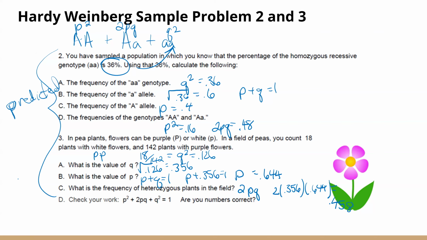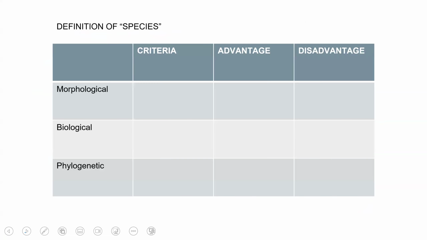From there, we moved on to speciation. Speciation is the arising of a new species. And we talked first about the definition of species. We said biological is the most common. The definition is the ability to successfully mate. And we said phylogenetic is where we're taking our genetic similarities. Morphological is appearance.